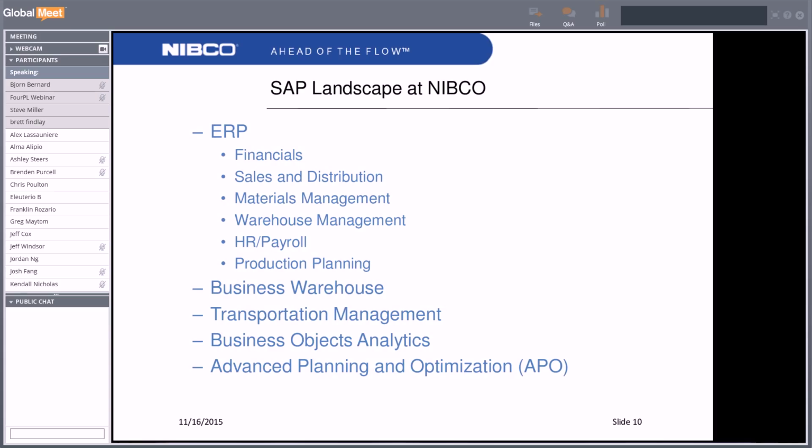Speaking to the landscape at NIBCO, NIBCO has a very robust and mature SAP ecosystem. We went live on SAP R/3 version 3.0i 18 years ago, and through several upgrades, we've moved from versions 4.0, 4.6, and 4.7 to ECC 6 Enhancement Pack 6. We use several modules in SAP, and our initial use was with accounting and financials, sales and distribution, material management, production planning, along with warehouse management in our distribution centers.